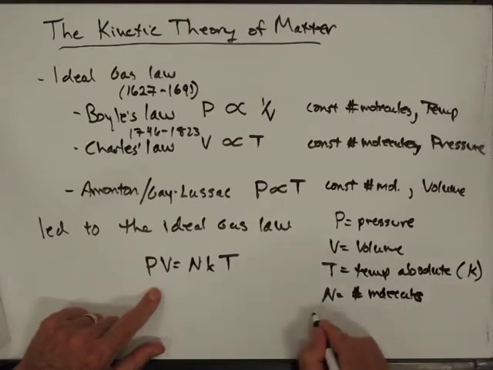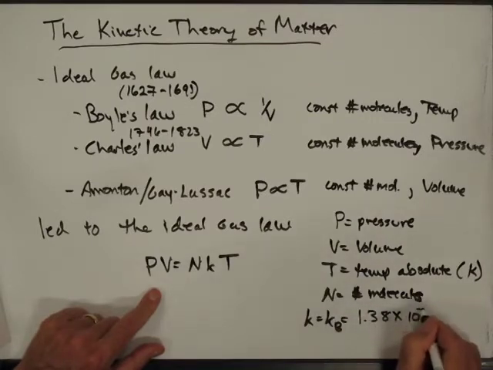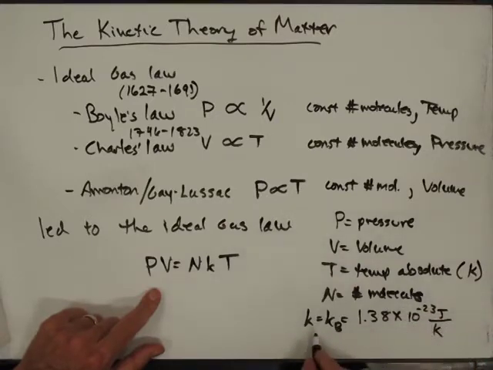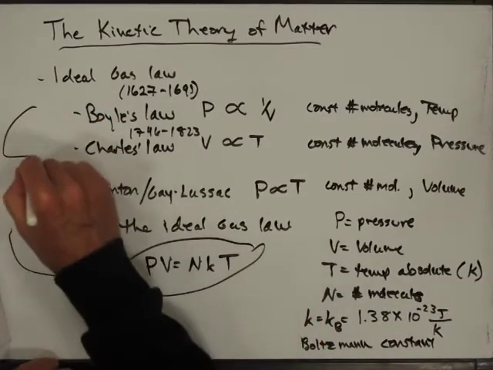And finally, k, sometimes it's written as k_B. And this is 1.38 times 10 to the minus 23 joules per Kelvin. And that's called the Boltzmann constant. So this takes into account all of these.